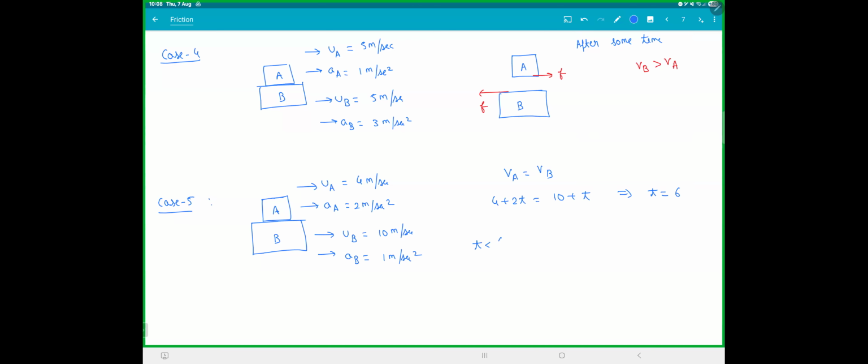So for T less than 6 seconds, VB is greater than VA. So A goes faster than B. So friction will oppose B and support A. For T greater than 6, speed of A becomes greater than B. This is the thing about the friction. Friction doesn't care about the blocks and everything. It'll have only one purpose in life. Who is trying to go faster? A is going faster. I'll oppose him and I'll support B.